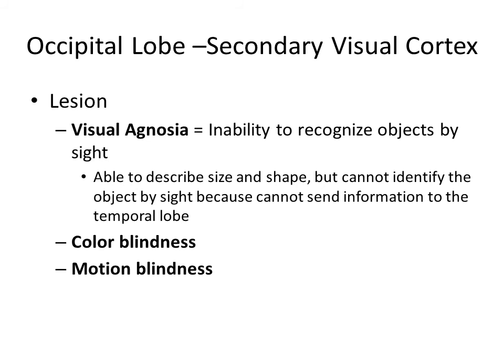Generally, we're able to describe the size and the shape of the object because we can get that from our primary visual cortex, but we can't really identify the object by sight because the information that is necessary for that gets sent to another part of the brain in the temporal lobe. And if the information cannot get to the temporal lobe, it cannot be interpreted. So this is not the area that actually determines object recognition, but it sends information to the part of the brain that does that.